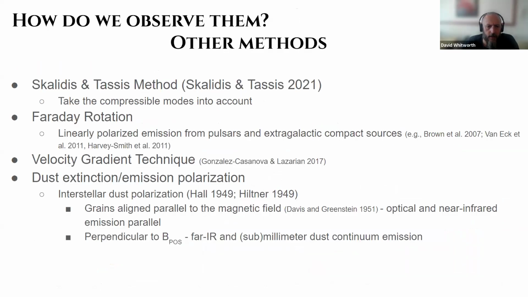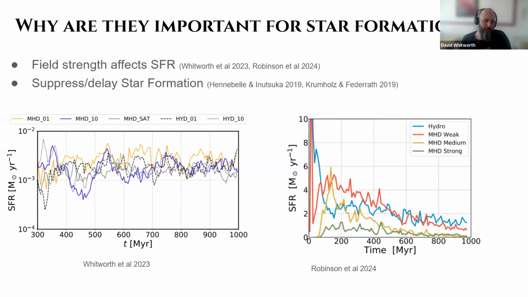There are other methods. So there's a new version of the DCF called the Skalidis and Tassis method, and this does take into account compressible modes. This is still being looked at as to how viable it is. We have Faraday rotation, and I know this is being discussed again with things like the SKA. So they're looking at that again. We have the velocity gradient method from Alex Lazarian, a very complicated method. And then we've got some dust extinction and emission polarizations as well. So there's multiple ways we can view it. And we're all very sad that Sophia is no longer around to help us. I know Shuo will probably have some opinions on that one.